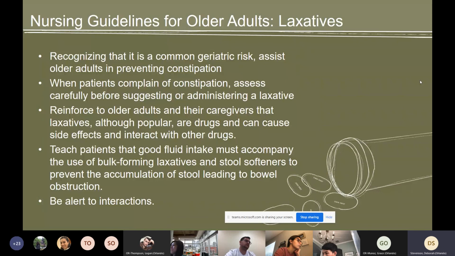Okay. Lots of fluid must go along with anytime you're taking something like Metamucil, because what it does is cause a jelly formation in the bowel, and it actually can cause bowel blockages if they don't get enough fluid in there. Even with stool softeners, we don't want accumulation of stool in the bowel. Lots of good fluid intake for our patients.